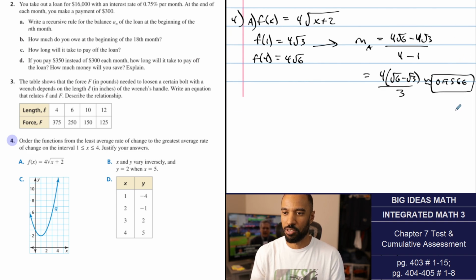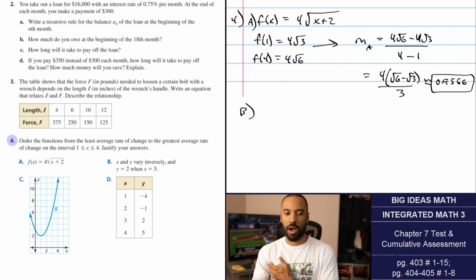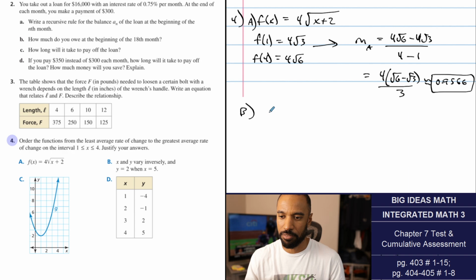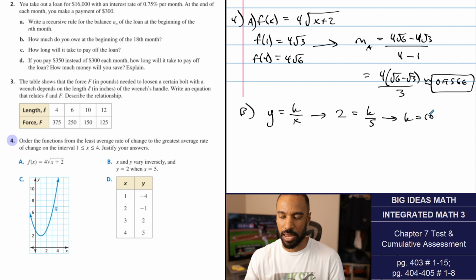I don't know how close they're going to be to each other, so I'm going to give you a bunch of values there. For B, x and y vary inversely, and y equals 2 when x equals 5. So y equals 2 when x equals 5 when they vary inversely like this. So your constant of proportionality is 10. So your equation is y equals 10 over x.